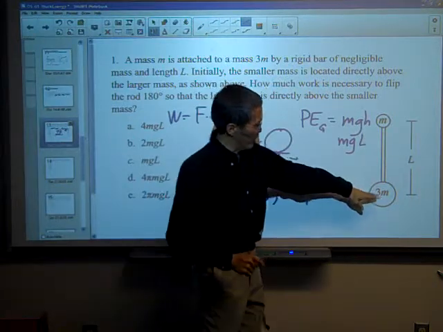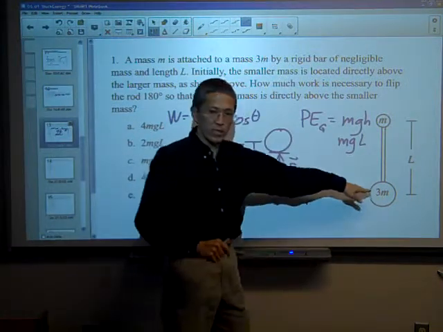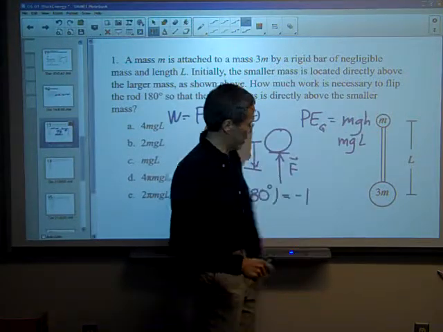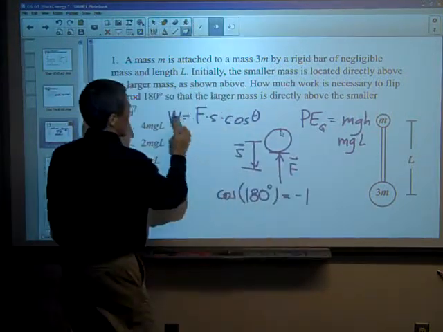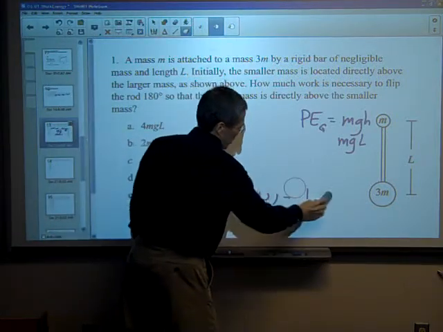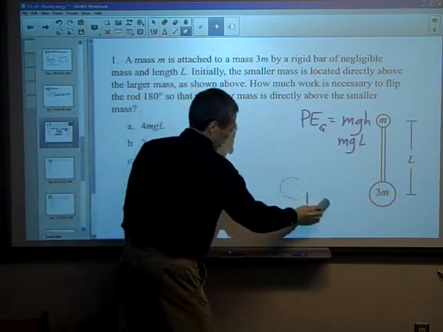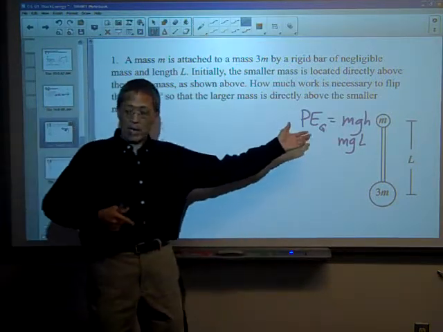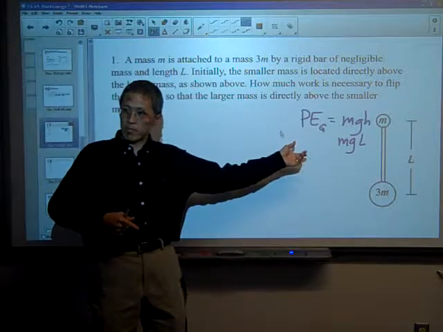And then if I consider this to be 0, it would be 0. But now all I want to do is swap these two guys. So how do I do that? Well, let's look at it here. All we really need to know is gravitational potential energy, remembering that it doesn't matter how I get to that final position.